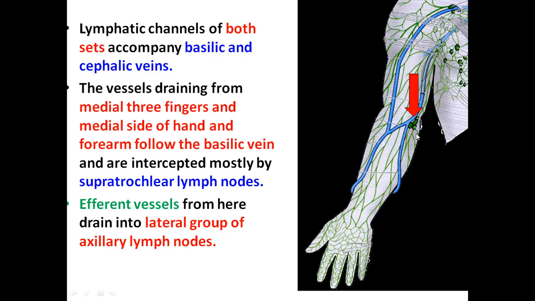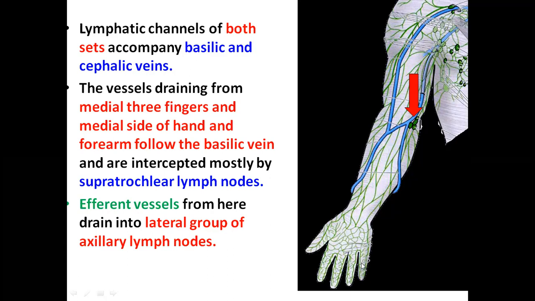The cephalic vein. Now, the lymph from the medial three fingers, the medial side of the palm and the medial side of the forearm is collected by the supratrochlear group of lymph nodes. Capitulum and trochlea are words you have seen with the humerus bone, right? Then the efferent vessels from here drain into the lateral group of axillary lymph nodes.